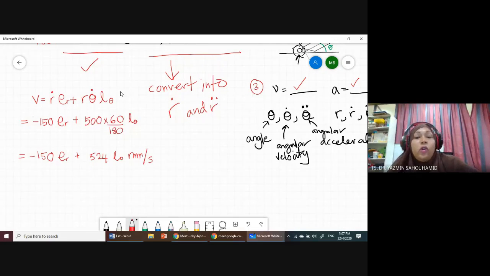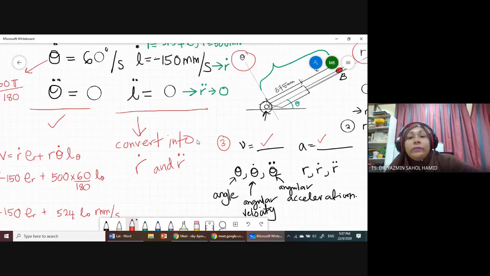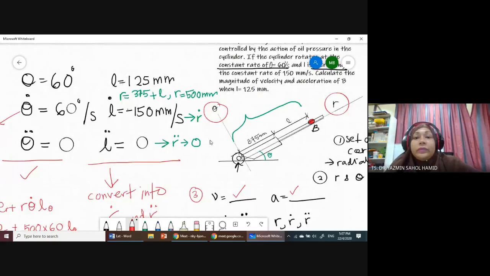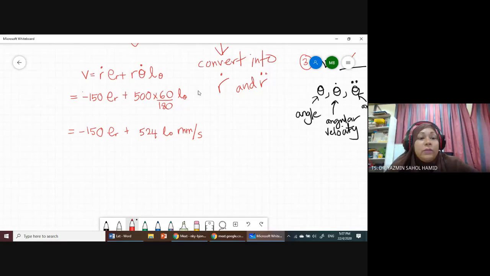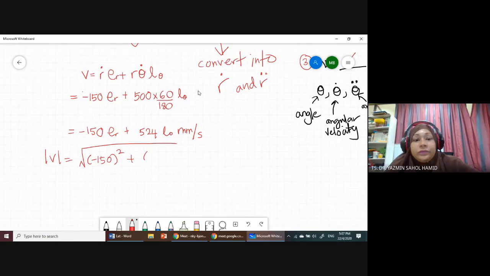But now if you go back to the question, what does it want? It wants the magnitude of velocity and acceleration. So in order to get the magnitude of the velocity, what do you need to do? You need to take the square root of 150 squared plus 524 squared. So what do you get for the velocity? Can you please quickly calculate for me?